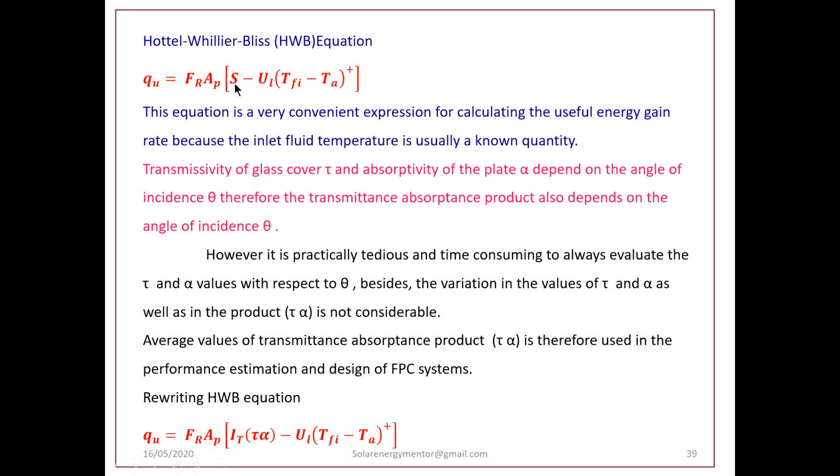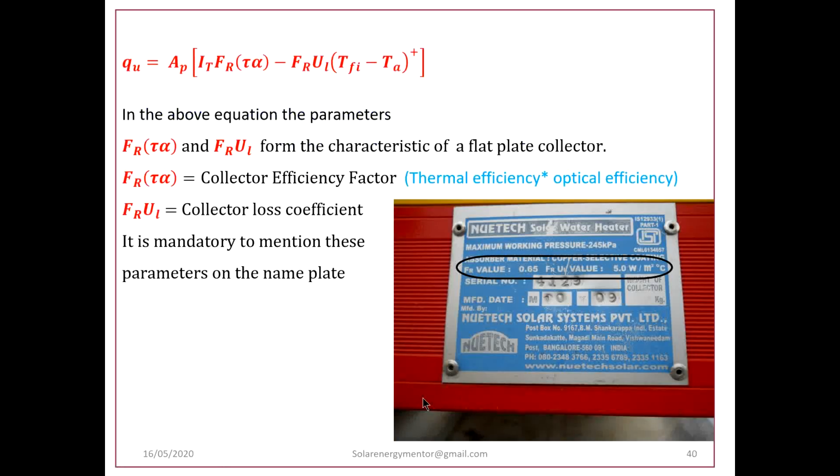Because S includes the tau alpha product. So now if we rewrite the equation in a practical format, the FRAP Hottel-Whillier equation is FR AP IT into tau alpha. Now this tau alpha will be the average value of tau alpha. Okay, and then minus, all the remaining things are the same.